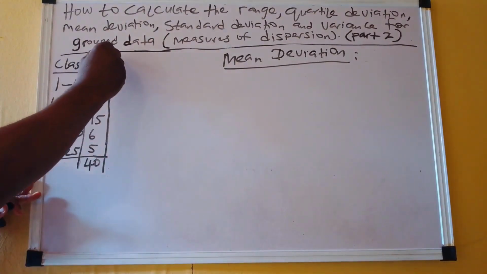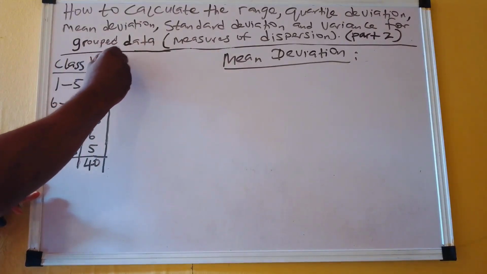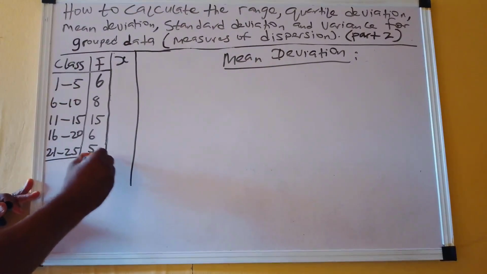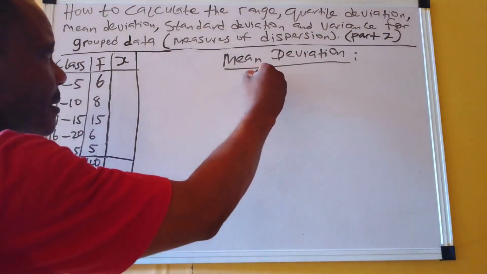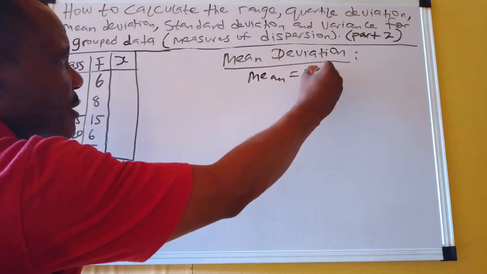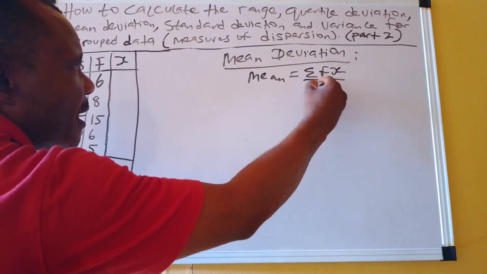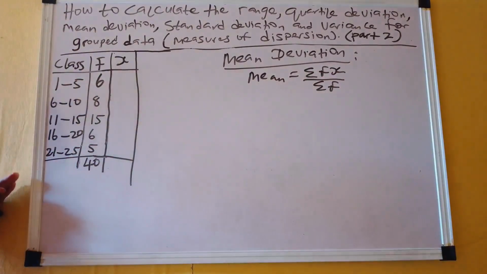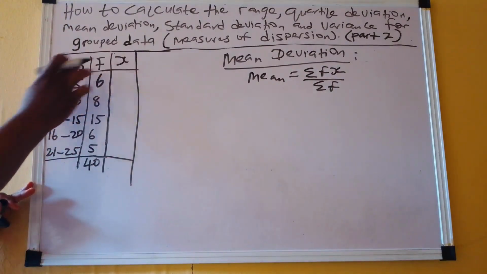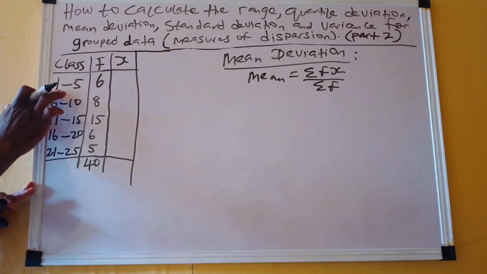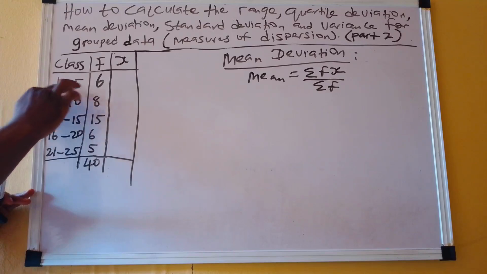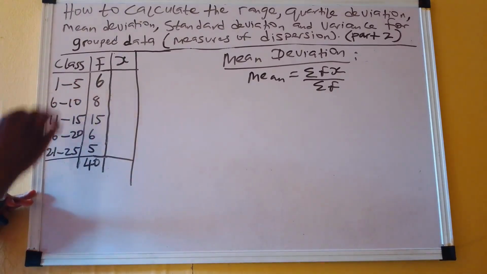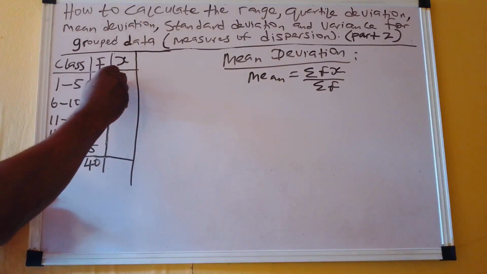Now we want to get our mid values x, because our mean is equal to summation f of x all over summation f for grouped data. So now we get the x, which is the mid value, from the class intervals. The cheapest way to get it is to add the upper and the lower and divide by 2. 1 plus 5 is 6. 6 divided by 2 is 3.